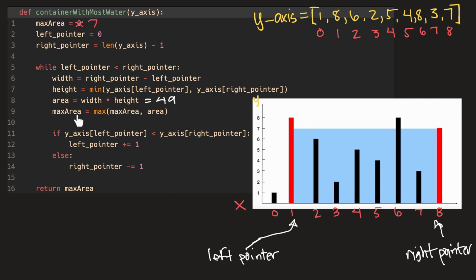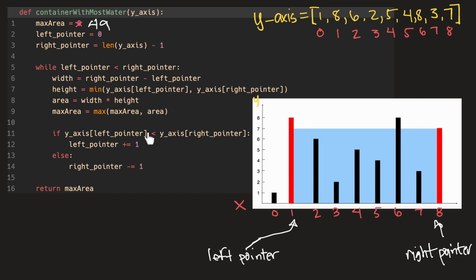And then we have our max area where we want to take the maximum of the two, our current max area, which is 7, or our current area here, which is 49. And of course, 49 is greater than this here. So this is going to change to 49. And we can go ahead and erase this as well.